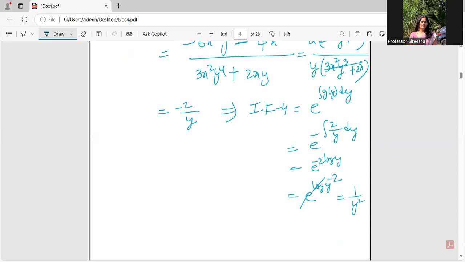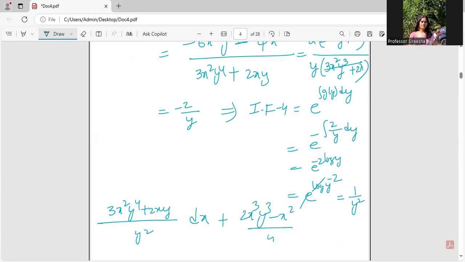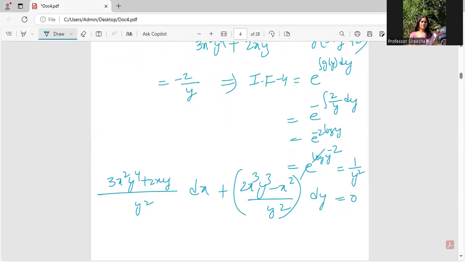So finally, the equation I'll have is (3x²y⁴ + 2xy)/y² dx + (2x³y³ − x²)/y² dy. Of course, this will definitely be exact. I'm not going to check it. I'll directly separate the terms. With the dx, I'll have 3x²y² + 2x/y.